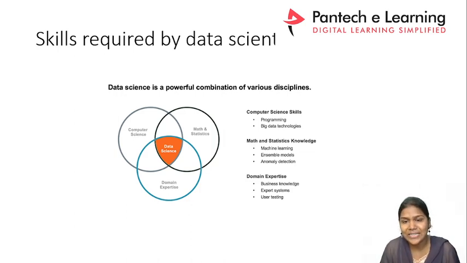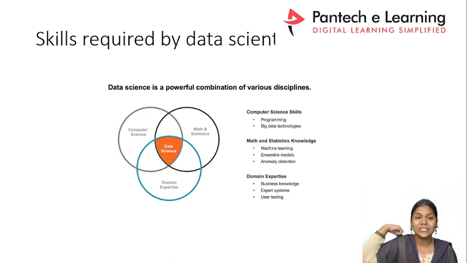Fine. Computer science skills. First of all, we should have some basic programming knowledge. Then big data technologies, we should be aware of what the big data technologies are. Maths and statistics knowledge: machine learning, ensembling models, anomaly detection. So these are all the different mathematical and statistical knowledge we should basically have. Domain expertise, business knowledge, expert systems, user testing. So these are all the different skills that are required for any data scientist.